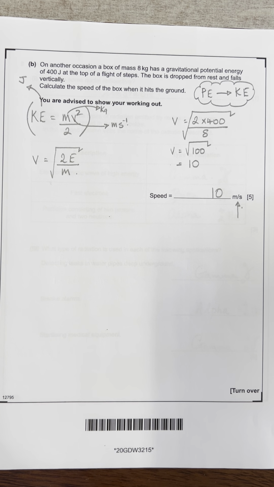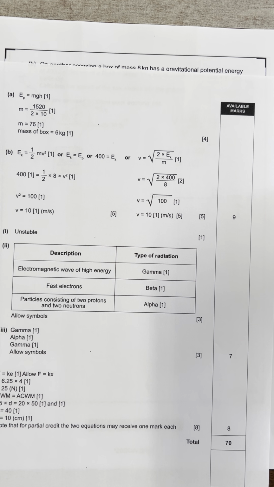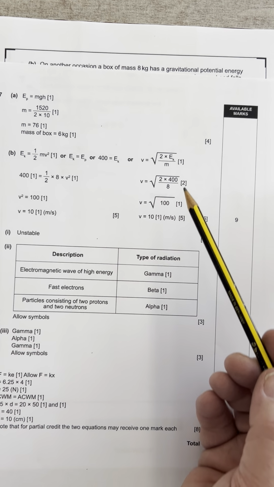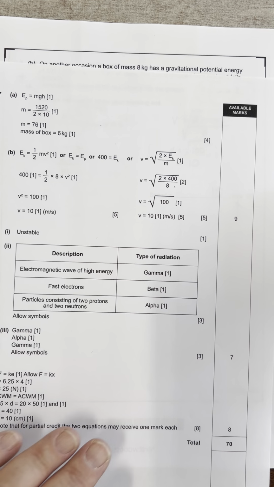5 marks for that. Let's have a look at the 5 marks. Sometimes I'd be absolutely amazed. Have a look at that. You should have this sitting beside you. 5 marks for that. Look, they give you 2 marks for rearranging that. Sweet heavens.